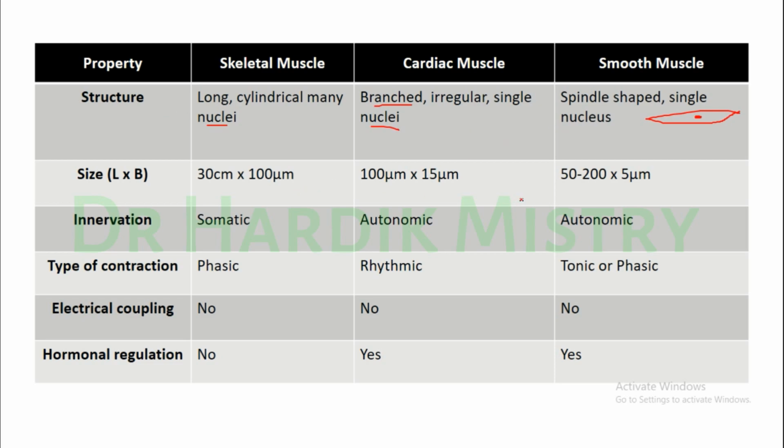The size of the different muscles varies. For innervation, skeletal muscle has somatic innervation of the nerves. Cardiac muscle and smooth muscle are both innervated by the autonomic nervous system. As for the type of contraction, skeletal muscle has phasic contractions, whereas cardiac muscle has rhythmic contraction, and smooth muscle has tonic or phasic contractions. So these are the different specifications of the different muscles.